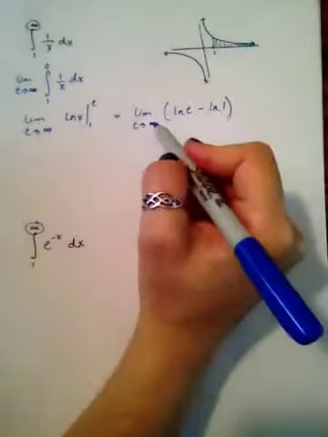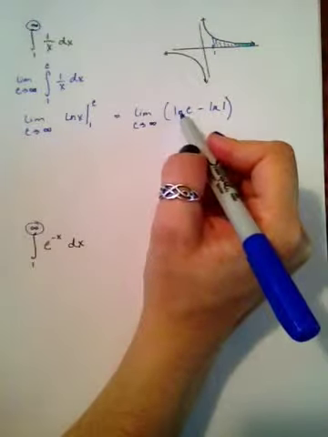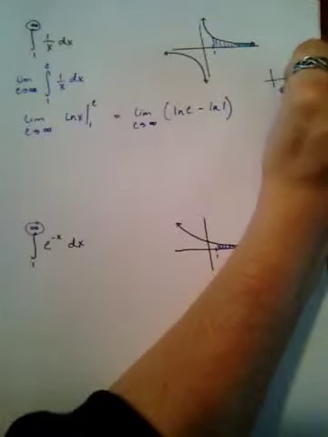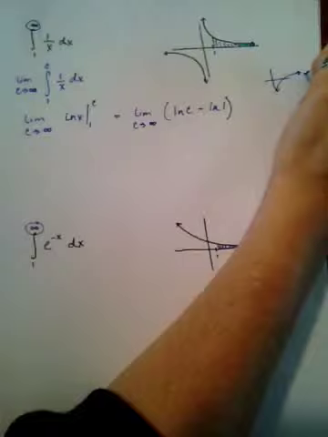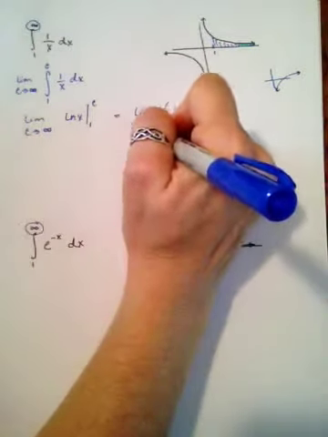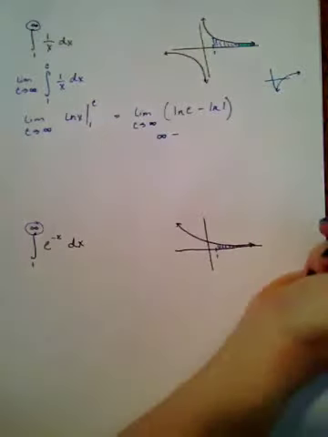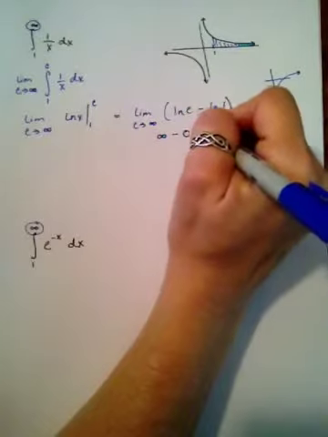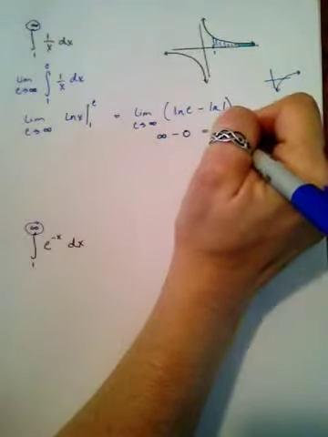Now, as we look at this and we evaluate the limit, the natural log of infinity is infinity, and just a reminder what the natural log graph looks like. As you head out towards the right, it continuously increases. So this would be infinity minus, and then the natural log of 1 is 0. So this integral would equal infinity.